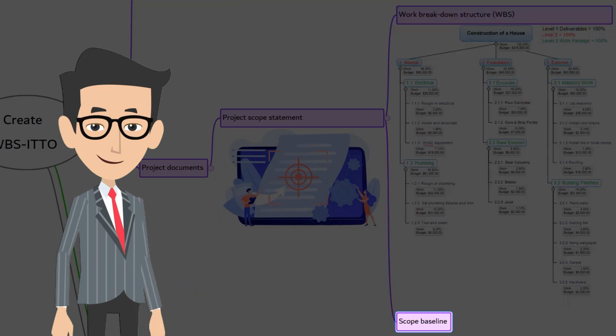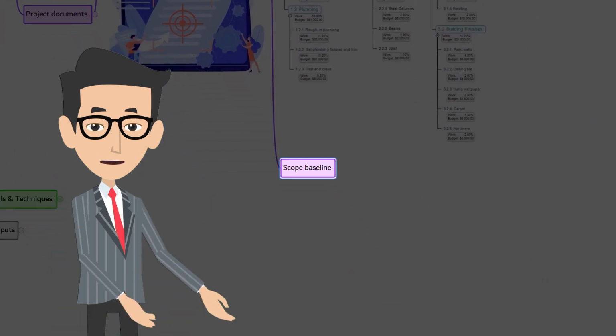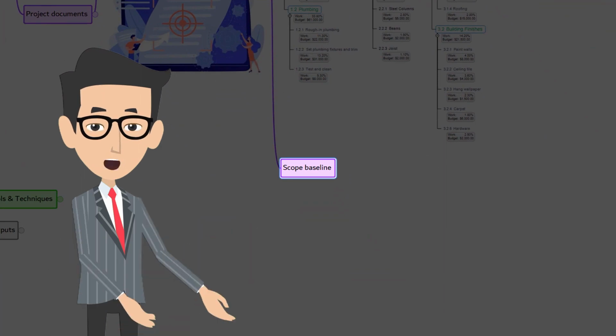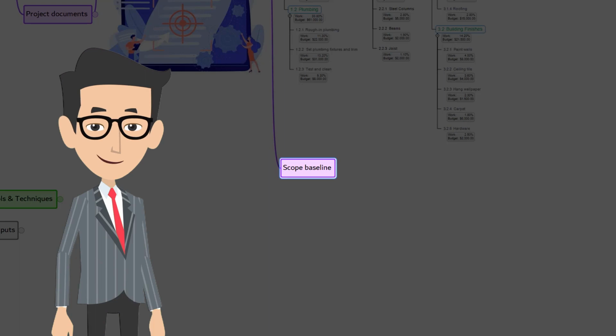Scope baseline. The approved detailed project scope statement and its associated WBS and WBS dictionary are the scope baseline for the project. I hope you already got the idea. A question to you. Why should the scope baseline have WBS and WBS dictionary? Why not just the scope alone? Imagine the scope of the project is clearly defined. To deliver the scope, certain activities are to be carried out.